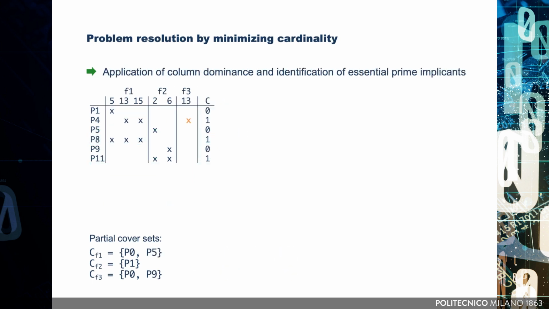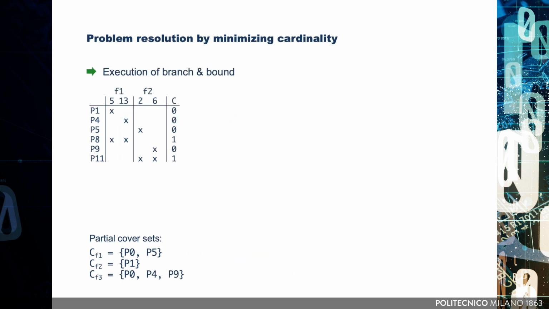Let's complete the application of dominance rules by analyzing the columns. Minterm 13 dominates 15 in F1. Finally, we identify secondary essential prime implicants. P4 is essential for F3, so we update its cost accordingly. We also update the cover sets to reflect this new selection. No further simplification can be applied to the current table. The table is therefore cyclic. We now proceed using the branch and bound method.